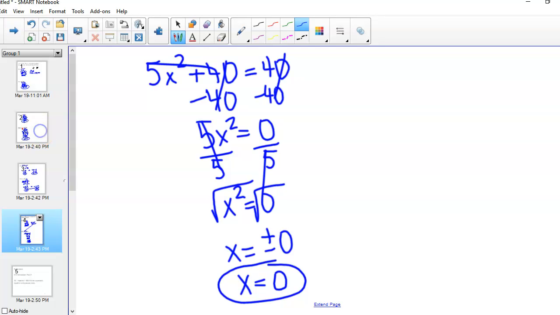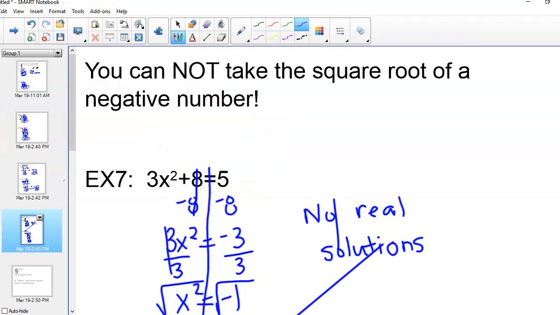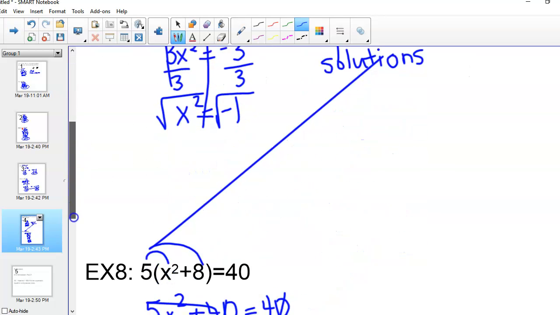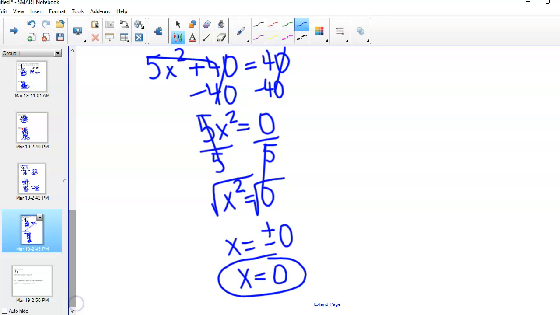In any problem, like the first ones that we did, where you're taking the square root of a number, like a square root of 16 here, whenever you do that, you're going to get two solutions because you've got to put the plus or minus in front of that. However, if you're taking the square root of a negative, you'll get no real solutions. If you're taking the square root of 0, you'll only get one solution.